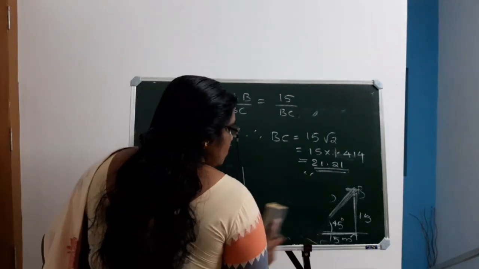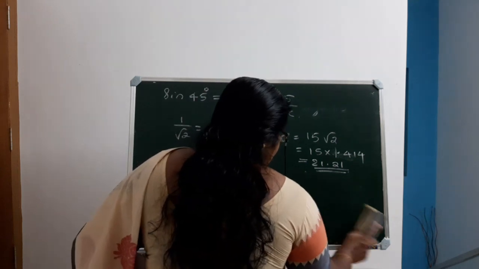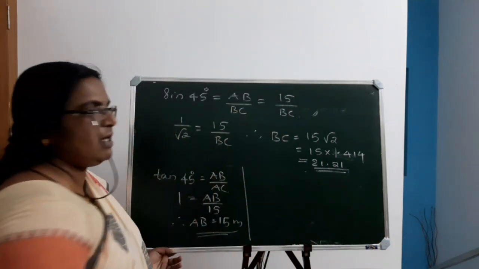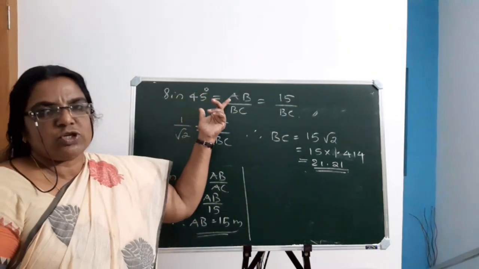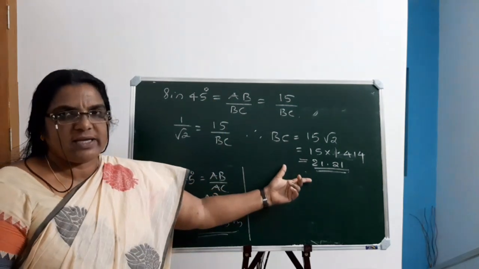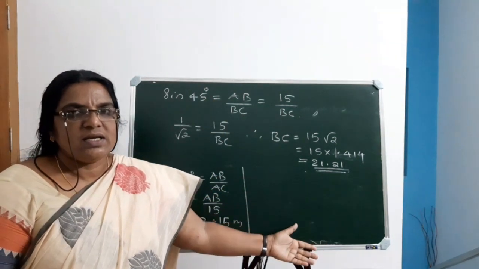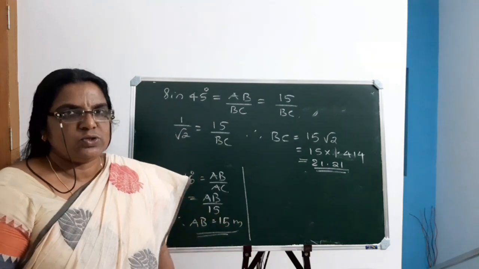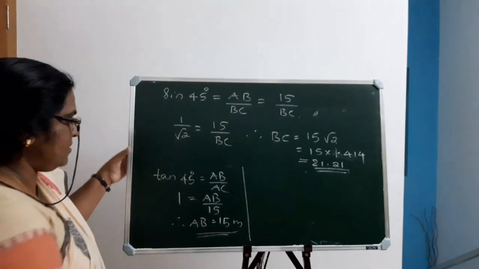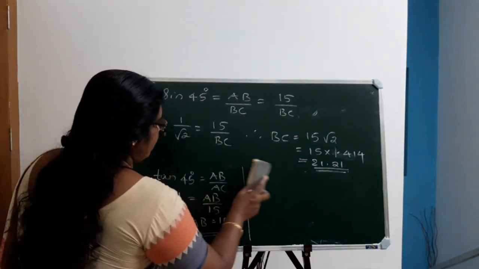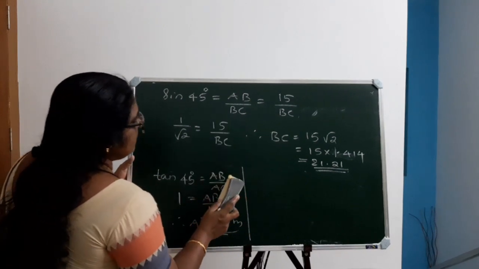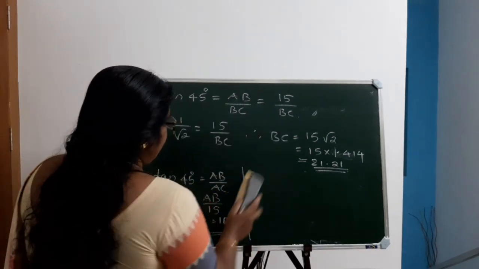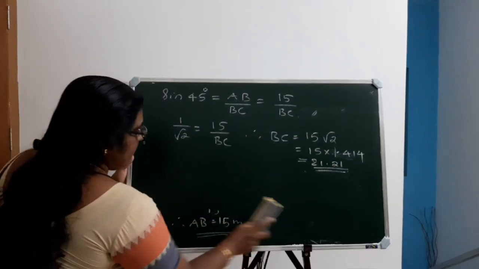Division by this root 2 is a difficult division by a decimal. That's why I convert this into multiplication. So we can consider another trigonometric ratio. We get a multiplication. If we are taking cos, we have to divide it by root 2. So sin 45 is equal to AB by BC. This one.